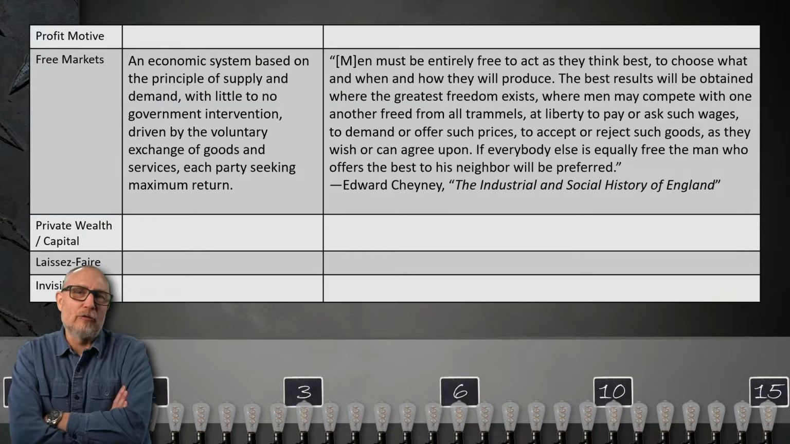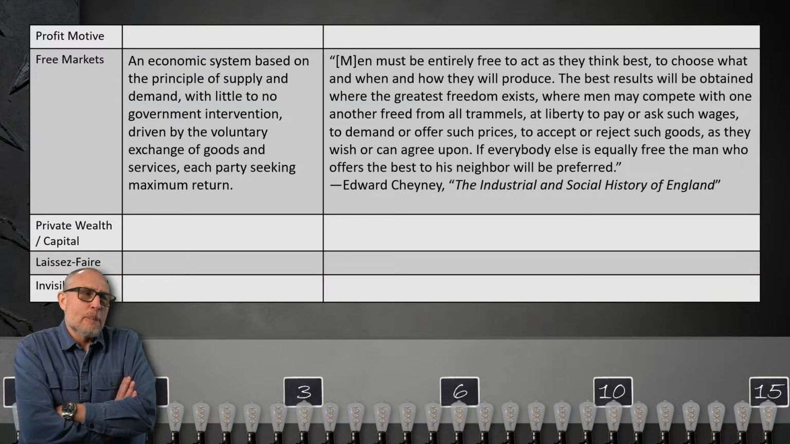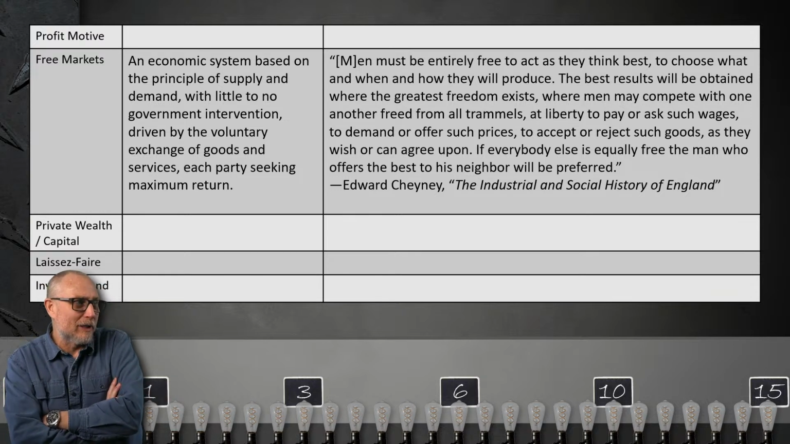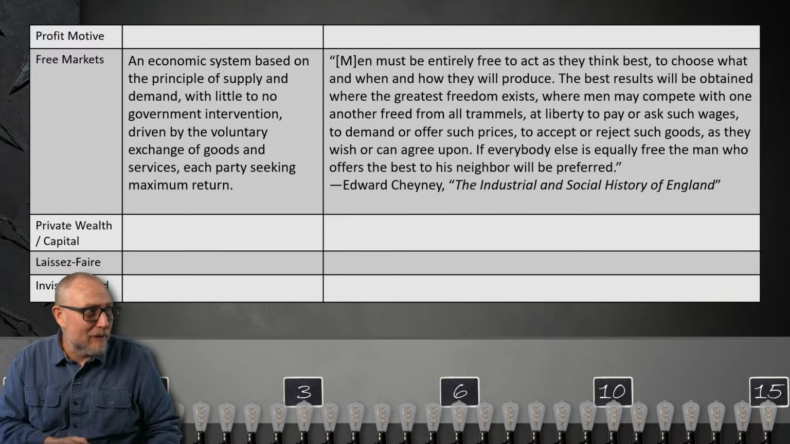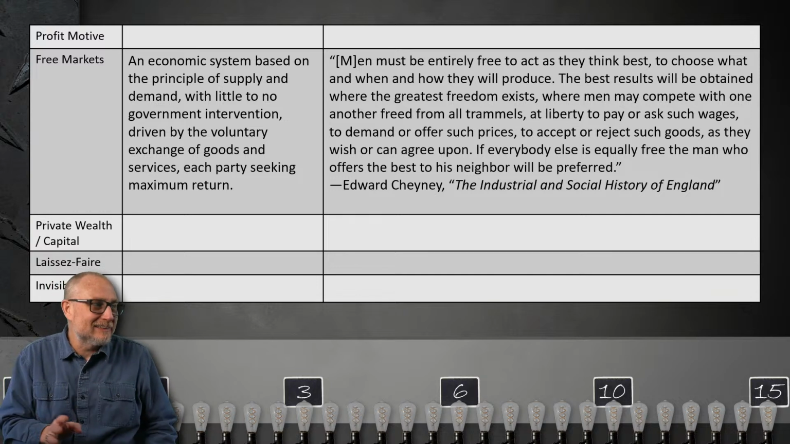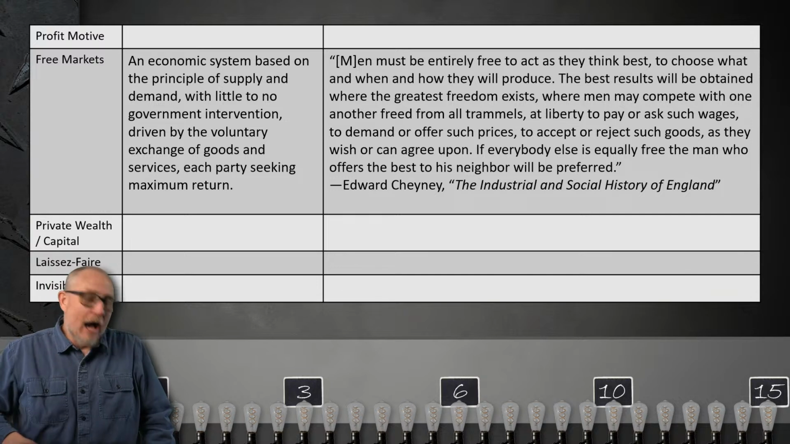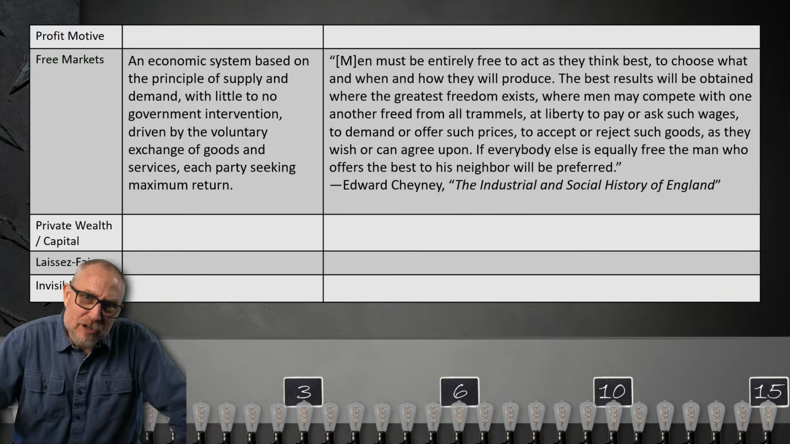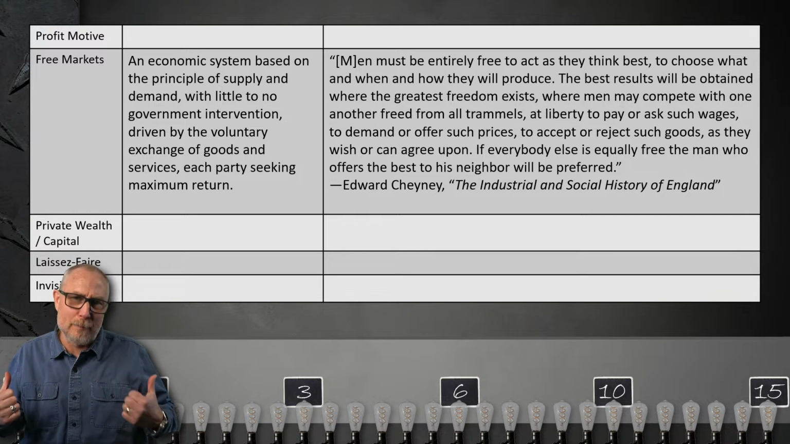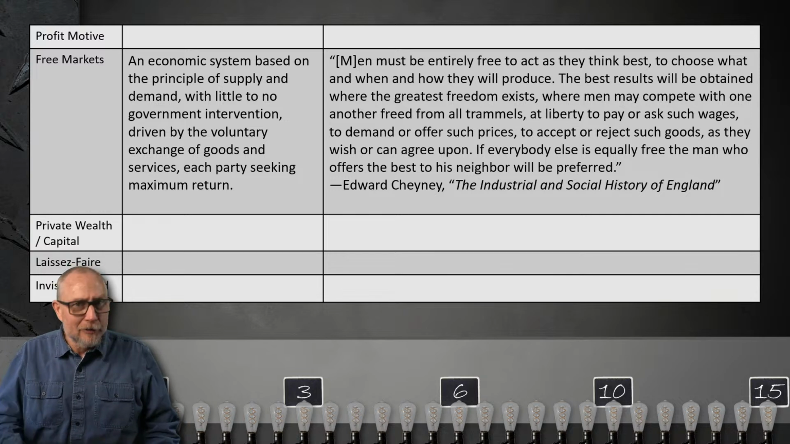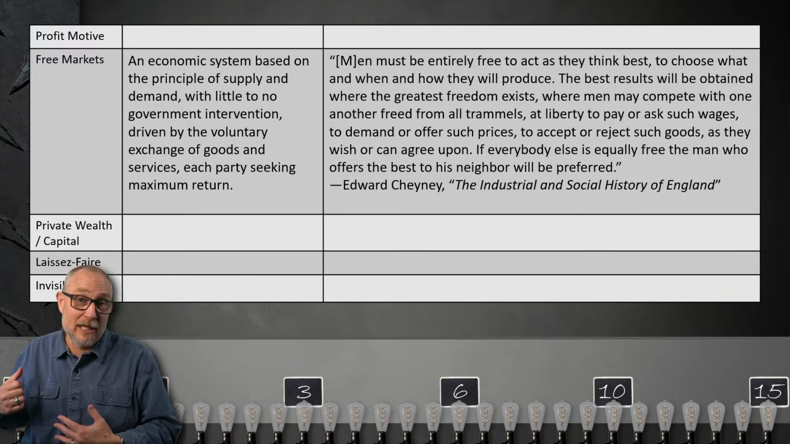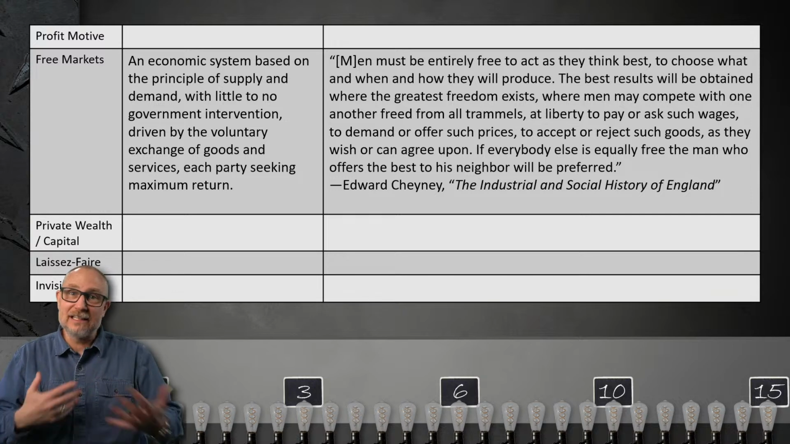And then we talked about free markets, okay? The economic system based on the principle of supply and demand with little to no government intervention, driven by the voluntary exchange of goods and services, each party seeking maximum returns. Again, we talked about this a while back. I gave you the example of my father in his bed and breakfast saying, listen, I need somebody to make my beds in this bed and breakfast. You need somebody to give you money and a ski pass. So I'll tell you what, you show up and make the beds and I'll give you money and a ski pass. This is free market.